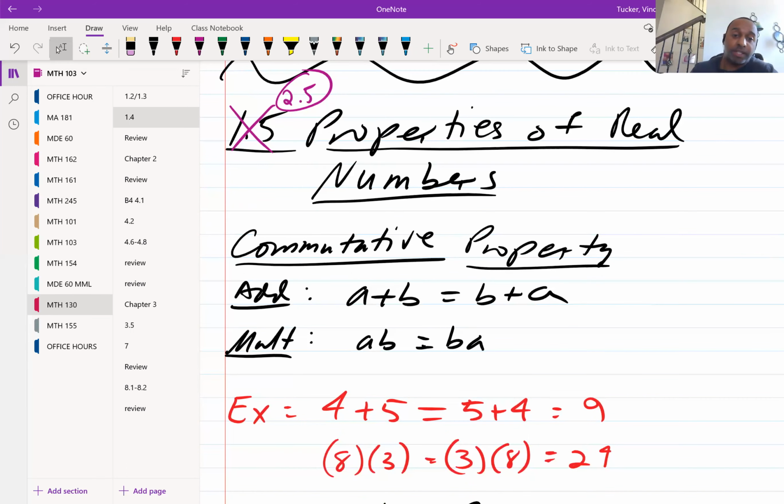Notice that's only for addition and multiplication. If you switch the positions on your subtraction or division, you will get a different number. You can do it, you just have to be strategic in how you do it, but it's not clear cut. So that's why we're just doing addition and multiplication. So you have to do some conversion there.